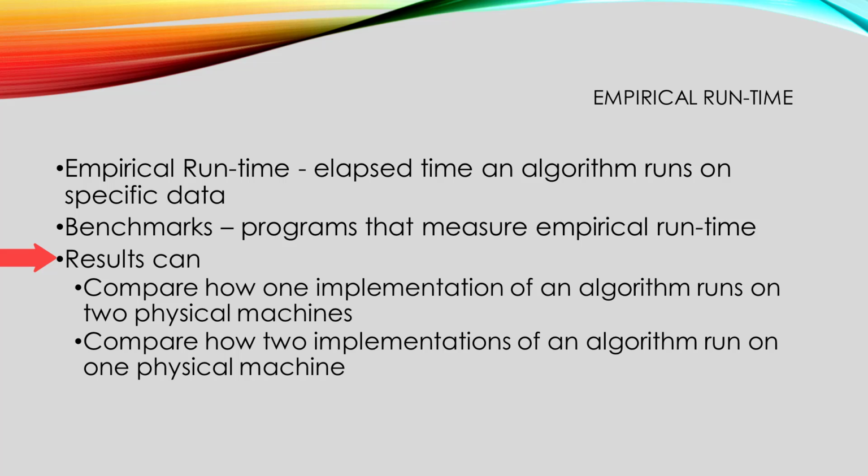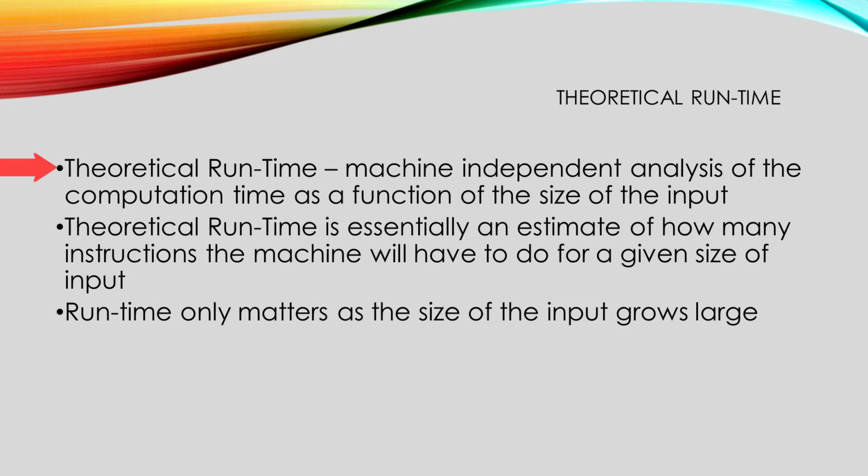The downside to empirical runtime is that the conclusions are always specific to how things run on particular physical machines. Since we live in a world where our physical machines get more power all the time, these kinds of measures aren't really good for comparing algorithms in general. In order to get away from depending on a physical machine for our comparisons, software engineers use theoretical runtime to make these comparisons. Essentially, theoretical runtime estimates the number of instructions the machine will execute as a function of the size of the input. Almost always, we only care about runtime when the input is large.